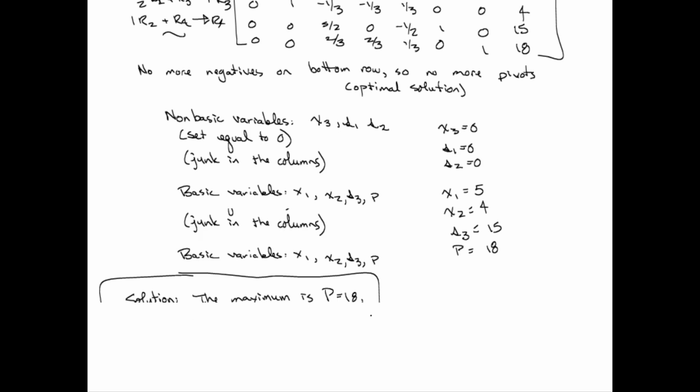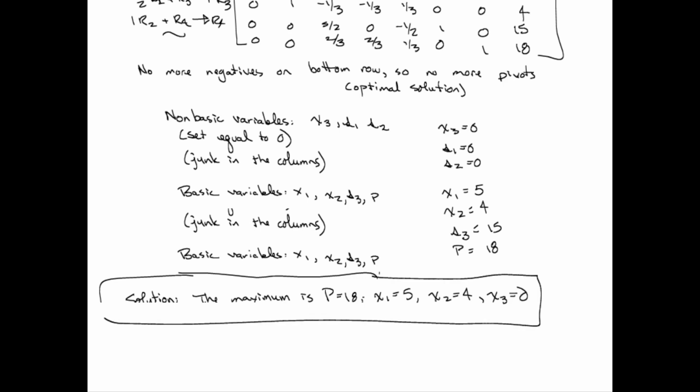Sorry, my solution seems to have disappeared. Let's try again. x1 is equal to 5, x2 is equal to 4, and x3 is equal to 0. Sorry about that. Okay, I hope this helped you to understand the simplex method.